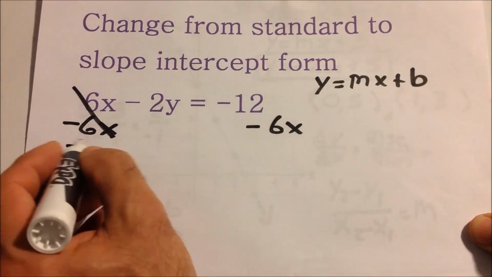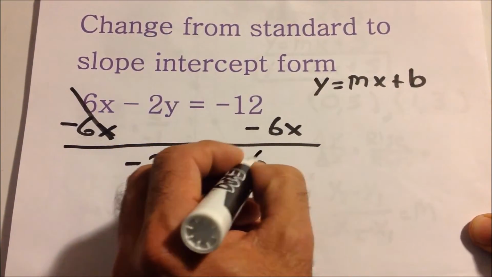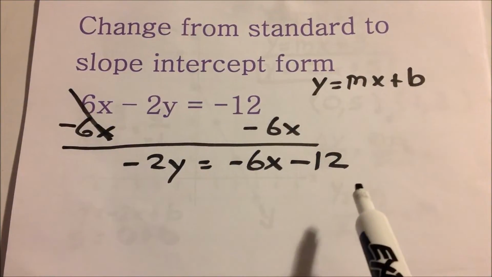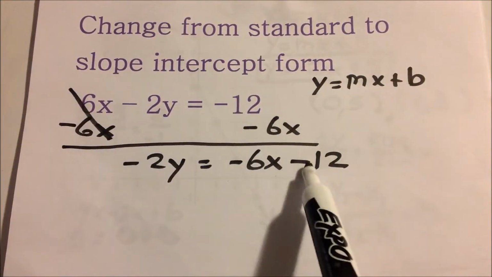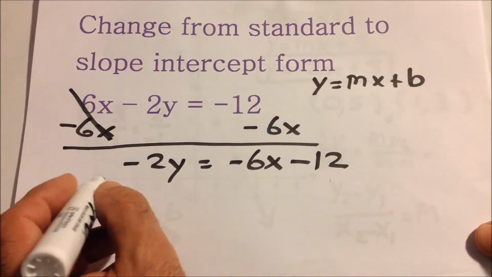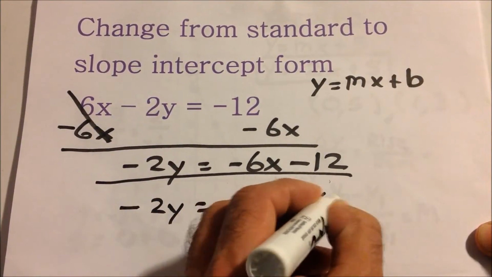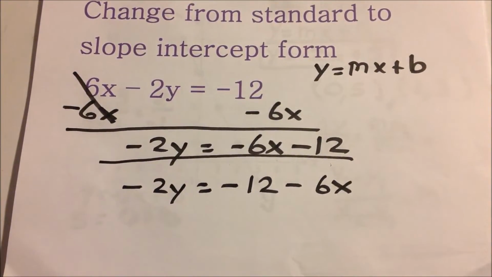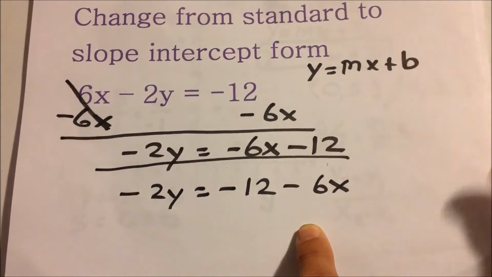So now we're left, make a line, with negative 2y equals negative 6x minus 12. Now we went over this in class. You could say minus 12 minus 6x, or you can say minus 6x minus 12. If you're not comfortable with that, you can just say, we'll just do it again, negative 2y equals negative 12 minus 6x. Okay? So if you want to do it this way or you want to do it this way, it doesn't matter. So now the y is still not alone.